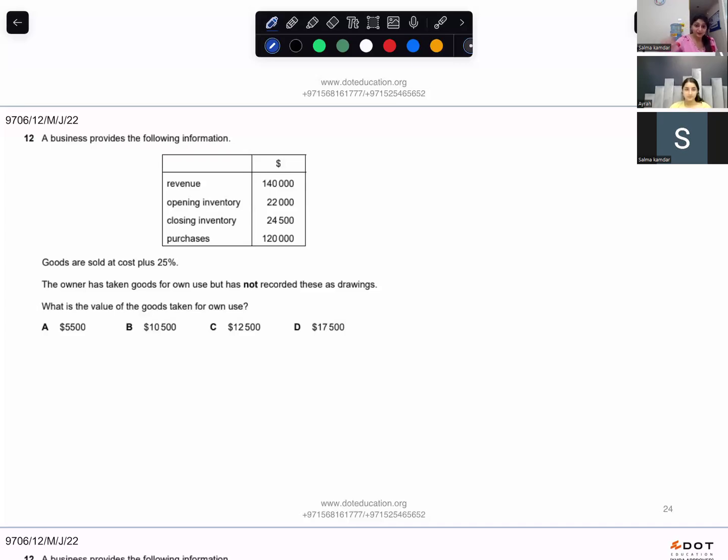So what is the value of the goods taken for own use? I know that the goods taken for own use is something which is a part of the closing inventory. I have revenue, opening inventory, closing inventory, purchases. That means I have my total cost of sales. What is my cost of sales? Goods taken for own use is adjusted as a part of cost of sales. So do not be under the impression that you know your cost of sales.